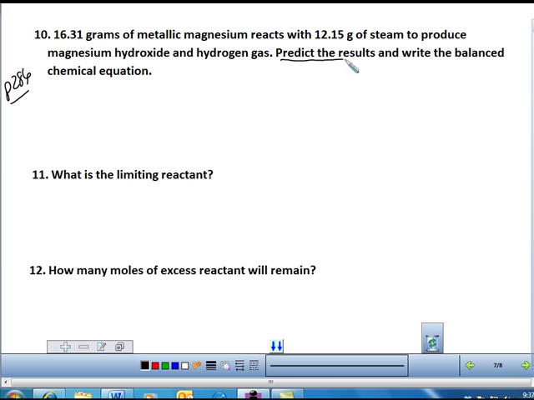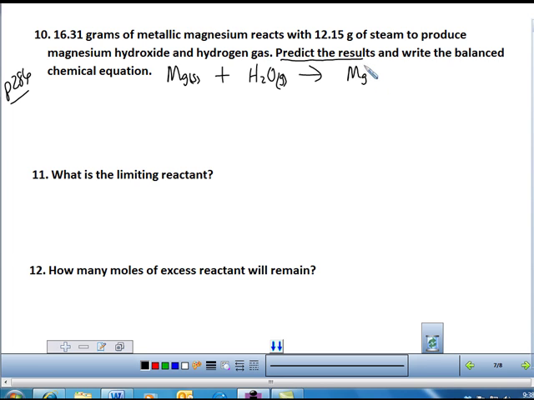So when we say predict the results, that's really not a true prediction because you're told in here what's going to happen, right? So we're going to take metallic magnesium, and what that means is the magnesium is solid. What's the oxidation state on the magnesium? 0, if it's solid, right? So what's going to happen is the magnesium is going to pull one of these hydrogens off of here, and then the magnesium will hook up with the hydroxide, which is left.